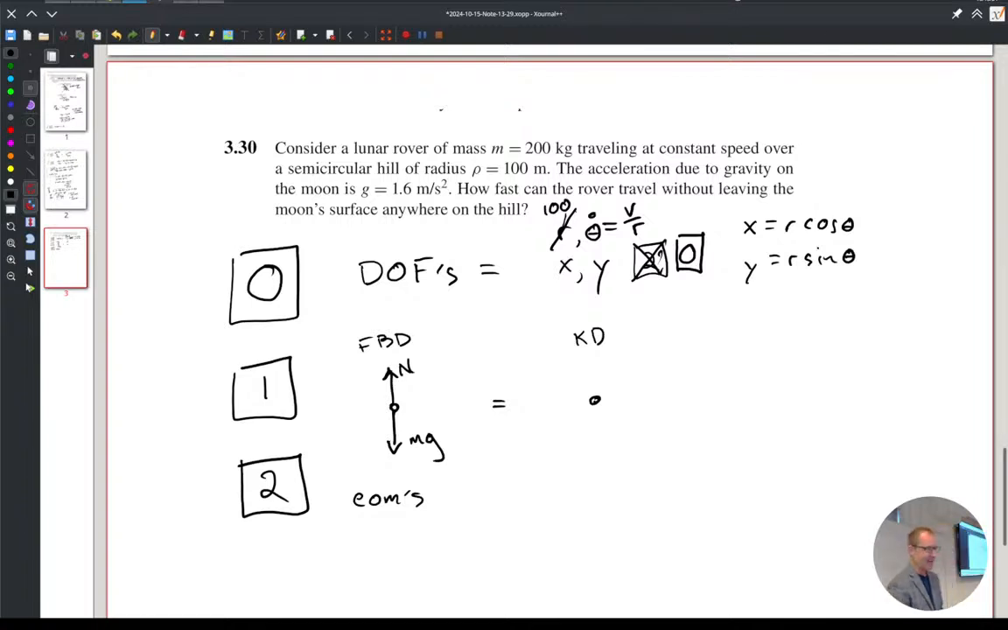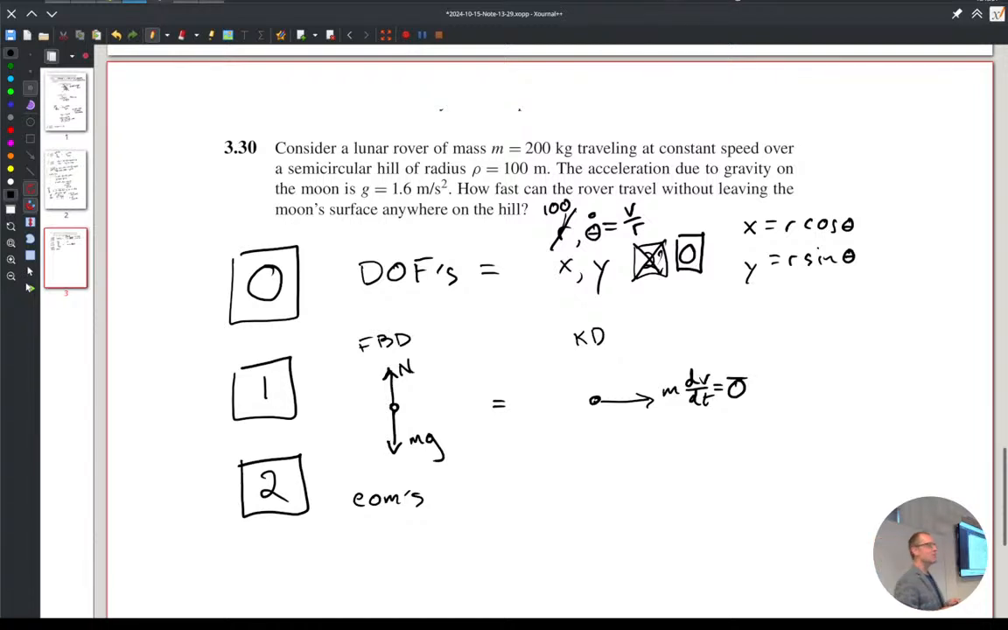All right, so what's our kinetic diagram? Where's it going? Around, some kind of circle. How much acceleration? So it's not changing speed. The amount that it's changing its speed has to be 0. That's the tangential acceleration.